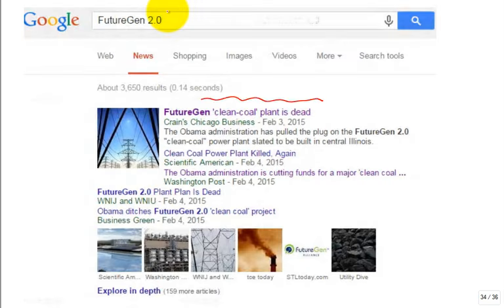Also, you can take a look. You'll see this different company, Clean Coal. Clean Coal, buzzword for integrated gasification combined cycle power plant. And it's now dead. This was February of this year. The Obama administration pulled the plug on FutureGen 2.0 clean coal power slated to be built in central Illinois. So it's not just West Texas, it's a number of other places. These things are not easy to build.